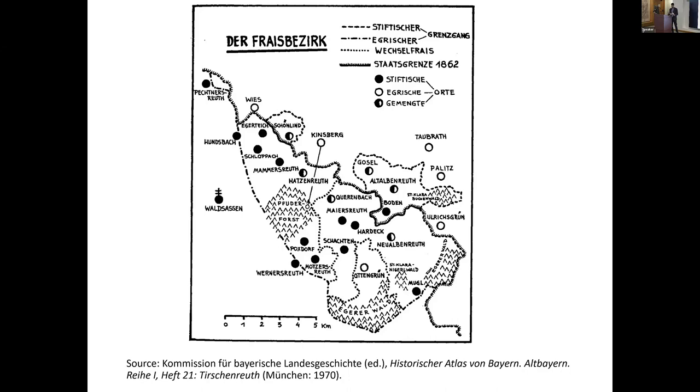Now, existing historical maps of the Freis district represent this temporal condominium with textured lines, or sometimes do not differentiate it from the remaining condominium at all.